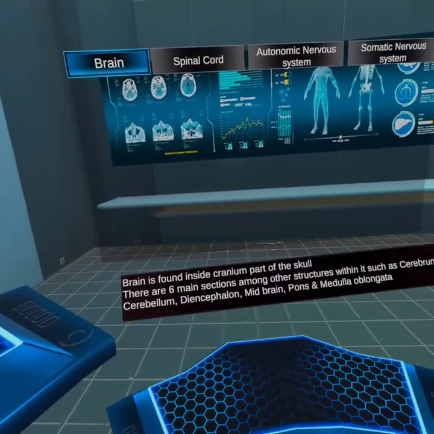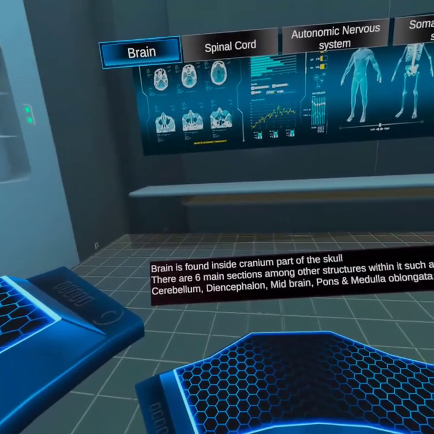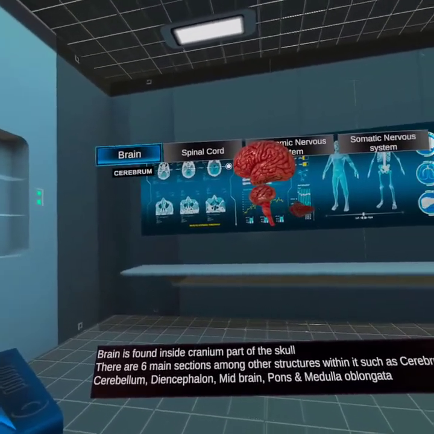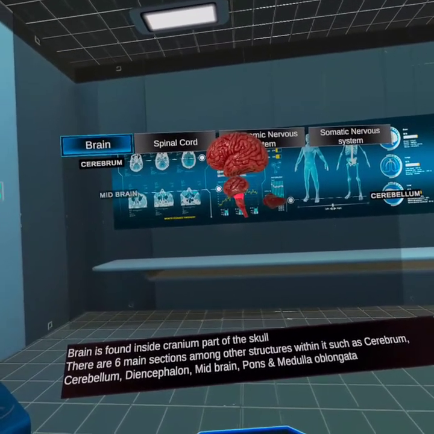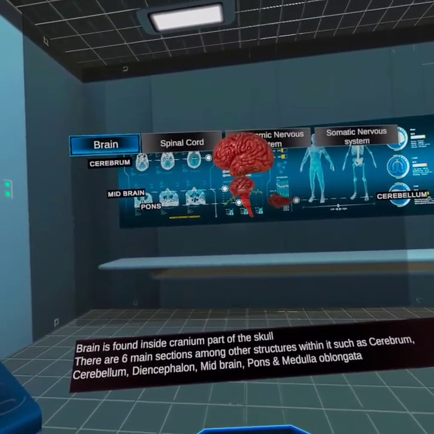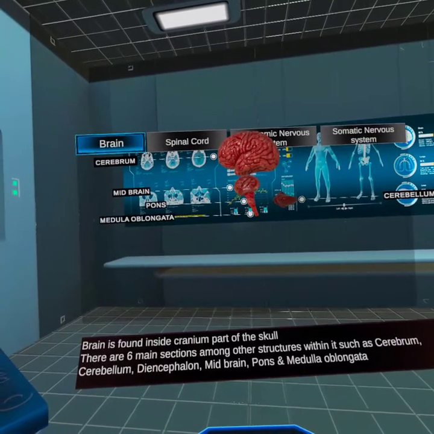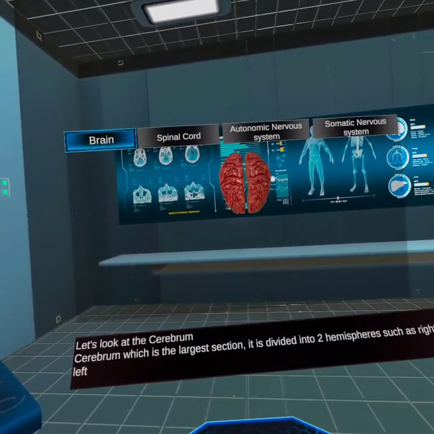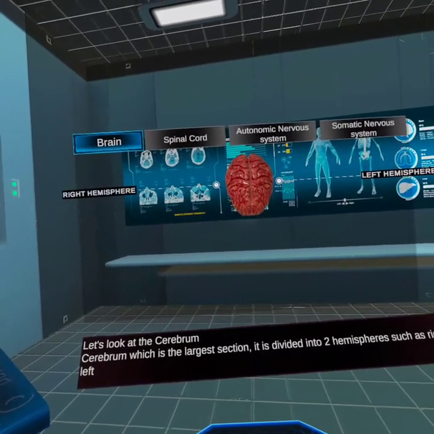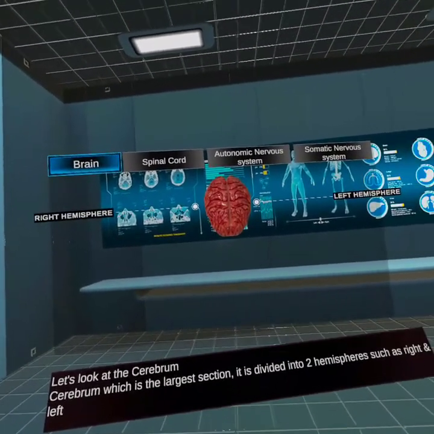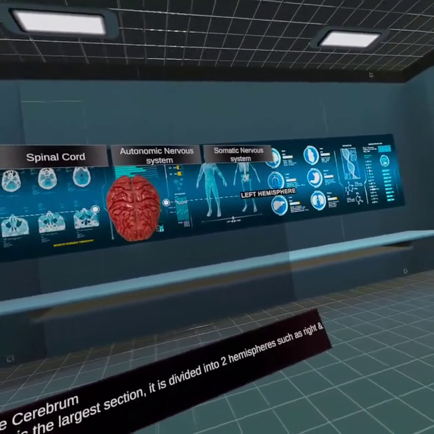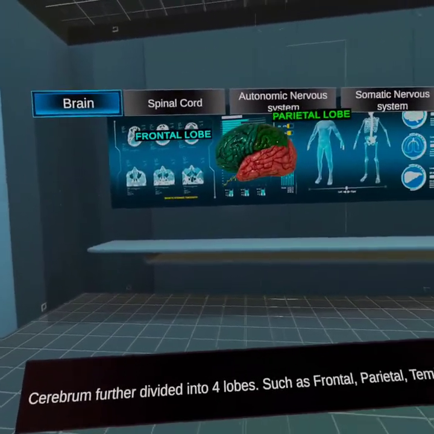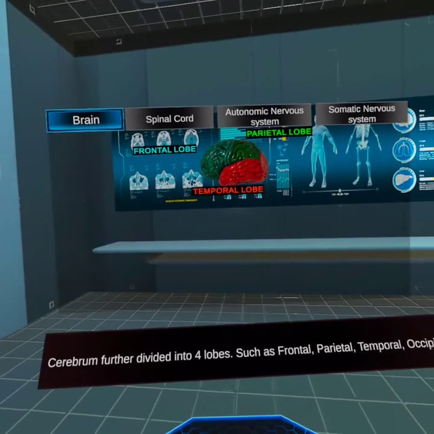Brain is found inside the cranium part of the skull. There are 6 main sections among other structures within it, such as cerebrum, cerebellum, diencephalon, midbrain, pons and medulla oblongata. Let's look at the cerebrum. Cerebrum, which is the largest section, is divided into 2 hemispheres, right and left. Cerebrum is further divided into 4 lobes, such as frontal, parietal, temporal, occipital.